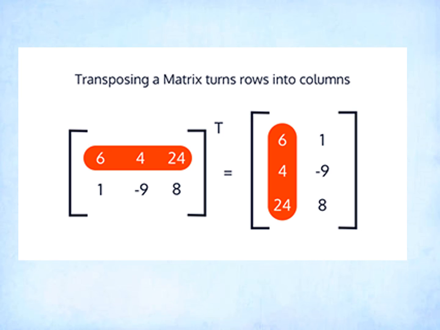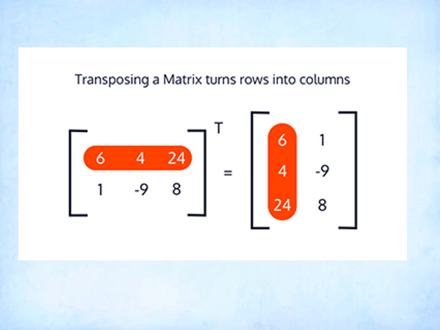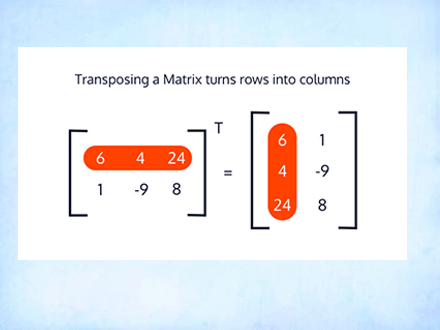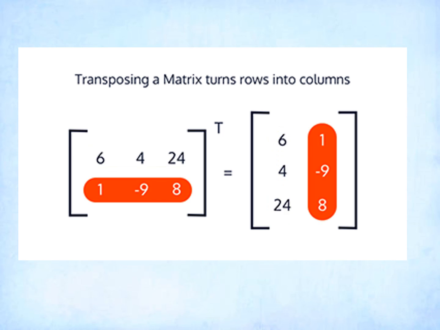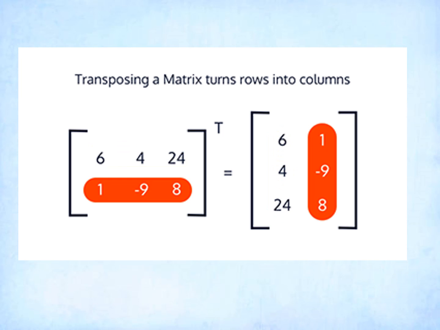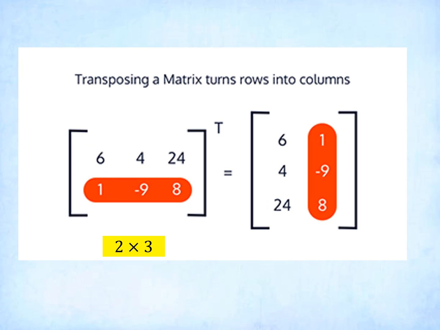Now let us have transposing a matrix, which turns rows into columns. So we have the transposition. In here, the original first row becomes the first column, and the second row will become the second column. So originally it is 2 by 3. Now it is 3 by 2.